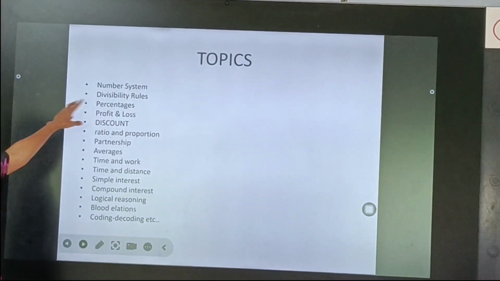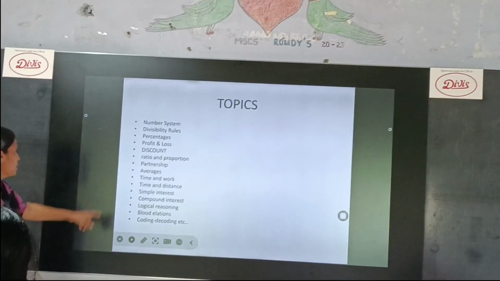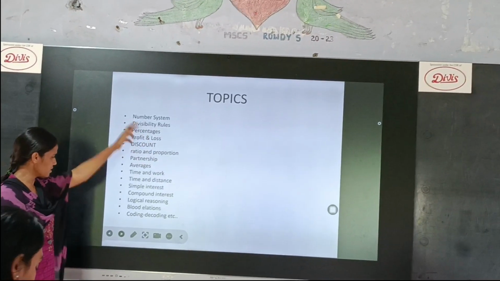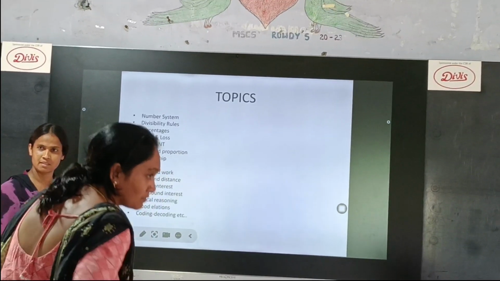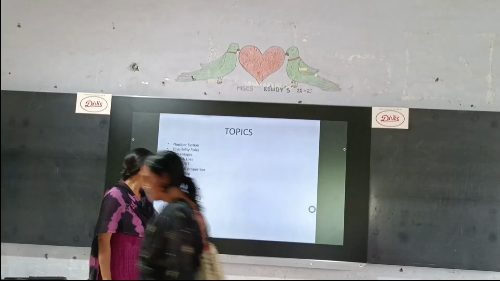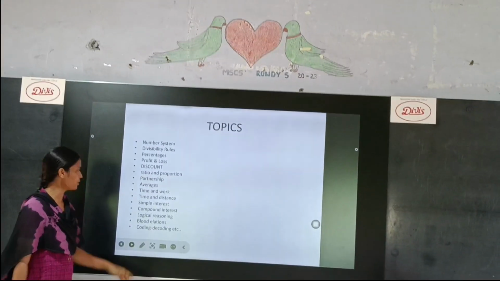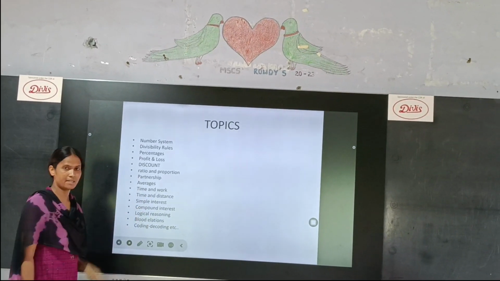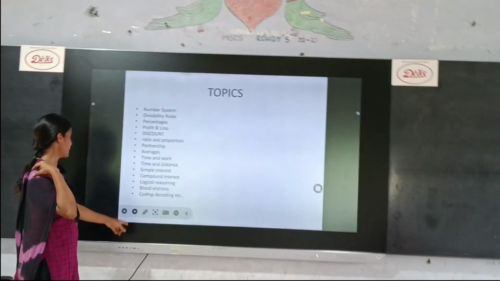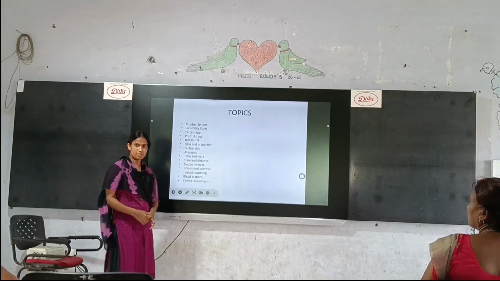In arithmetic and logical thinking, the topics are number systems, divisibility rules, percentages, profit and loss, and discount. So many are there, but today I want to discuss only divisibility rules. In another session, I want to introduce the remaining topics. Today I want to discuss only divisibility rules and number system. Do you know the number system?